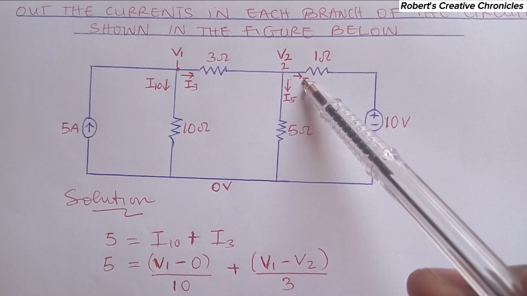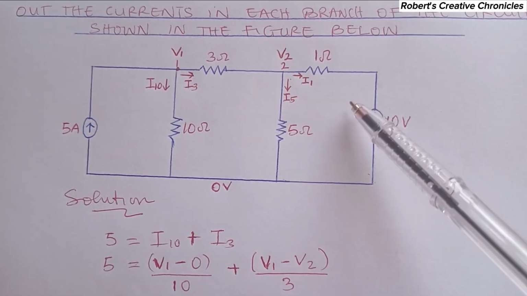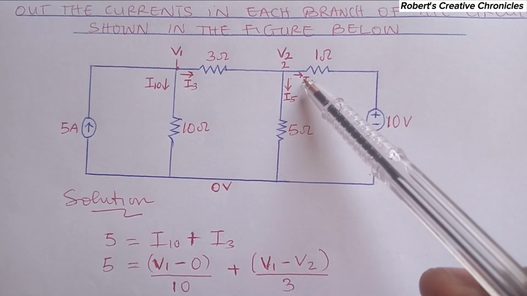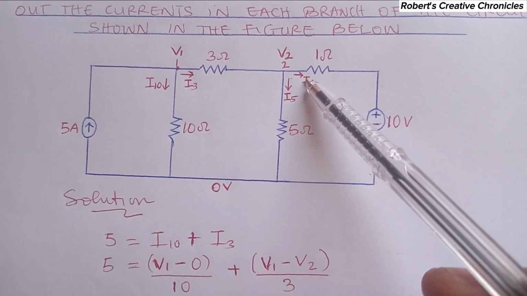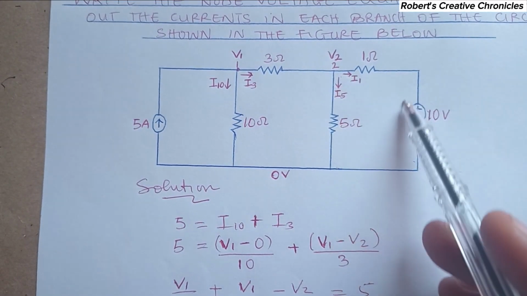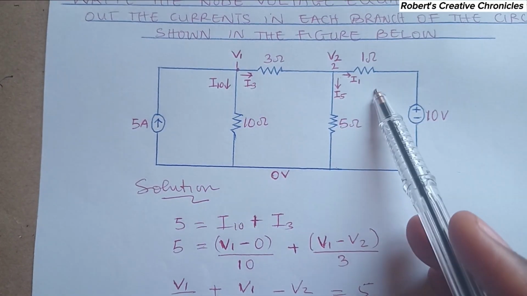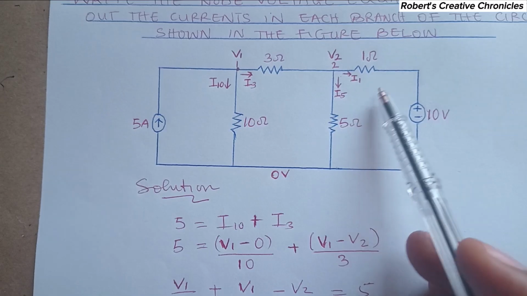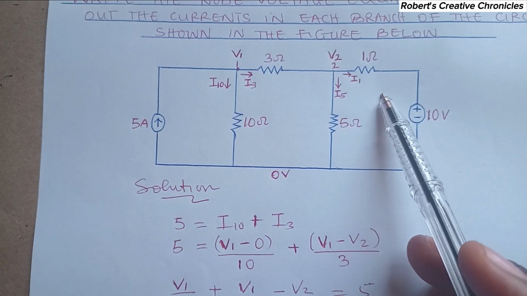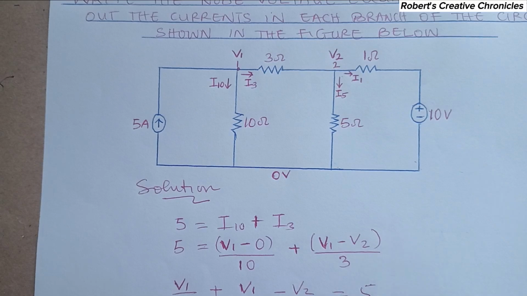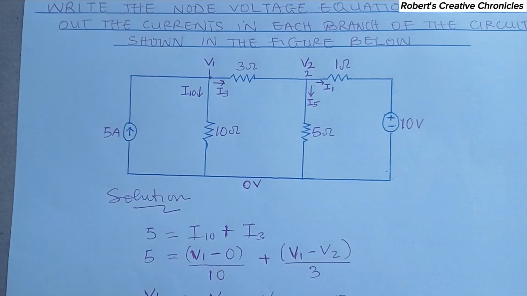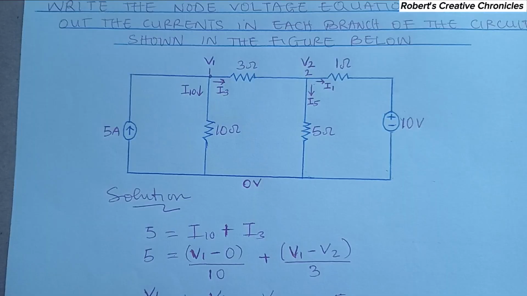Because if this one gives us a lower value, maybe it gives us 9, that means we know that the current direction will actually be in the reverse. But it is only when you solve it that you actually know. So what you need to know is that this direction of flow is actually assumed. But when you solve it, that is when you know whether your assumed direction of flow is the actual direction. So we'll see when we solve it. Then I1 now is what? It is V2 minus 10 over 1.